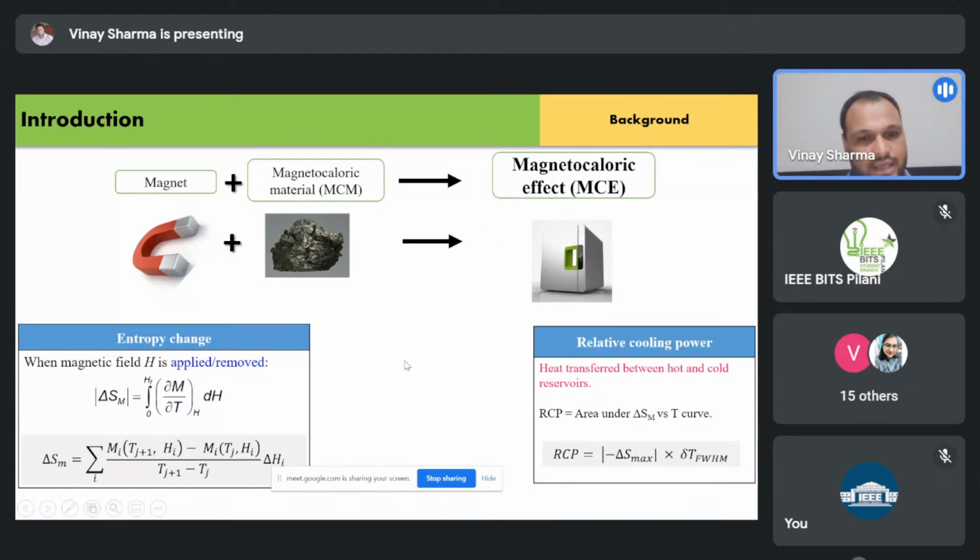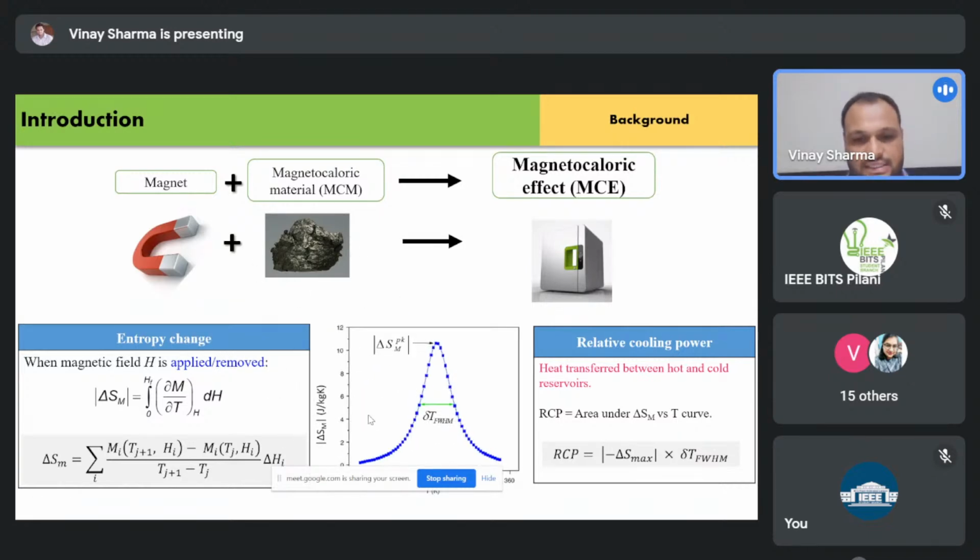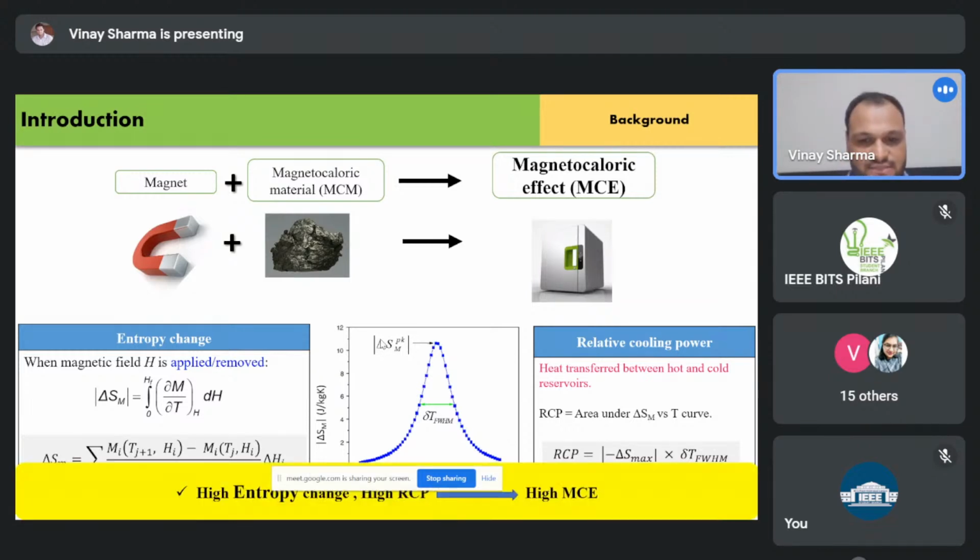Okay, so I'll go ahead. In general, we say that when a magnet is brought near to a magnetocaloric material, we can observe the magnetocaloric effect, and this effect can be used to make a cooling device. There are various thermodynamic equations involved, so I won't go into the details of those things. This is just the general background. And this is one of the graphs which we actually evaluate while creating these devices.